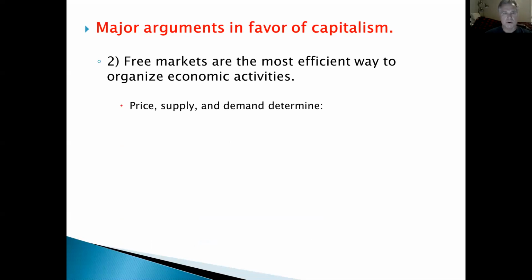Now, the key to this free market economy is price, supply, and demand. So if you have a good that's to be sold on the market, those who make that good will put a price to it. And the higher the demand there is for that particular good, the higher the price is going to rise. When the price rises, entrepreneurs will respond by increasing the supply and producing more.